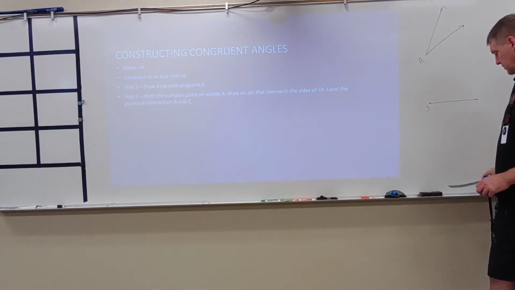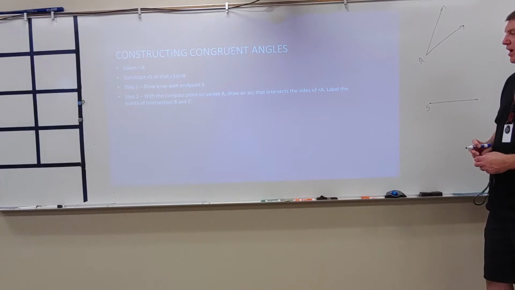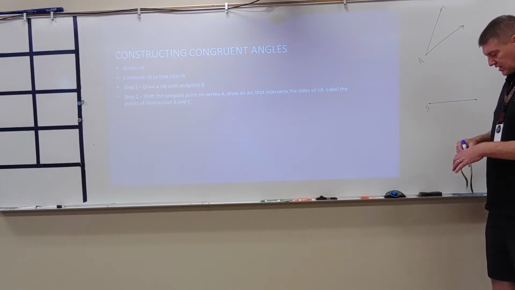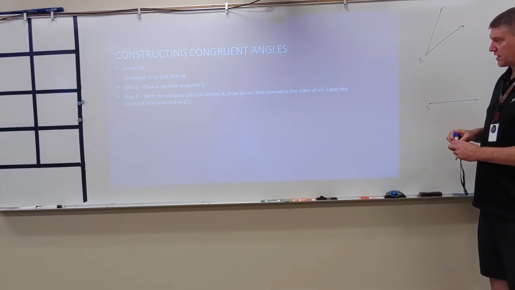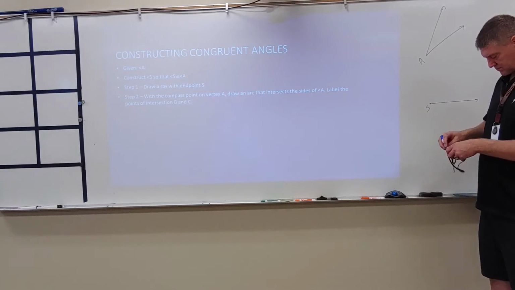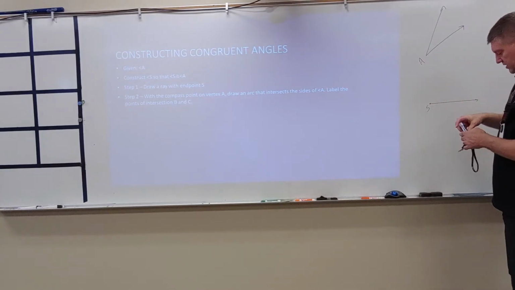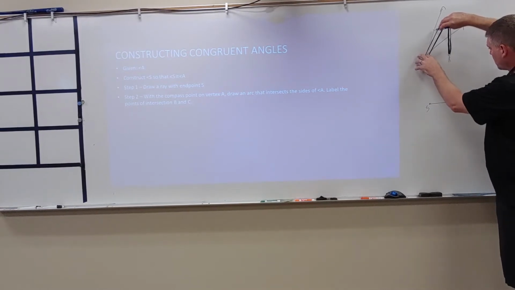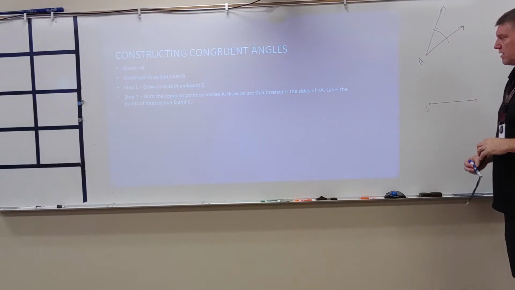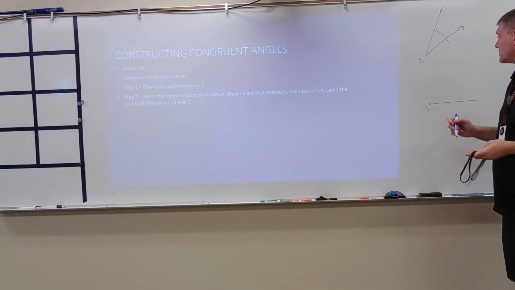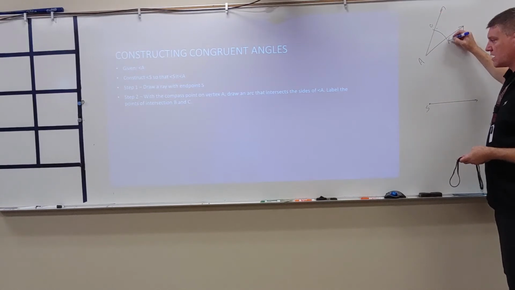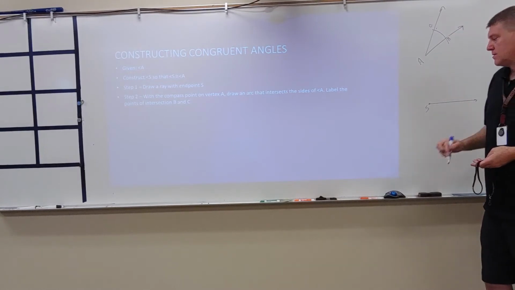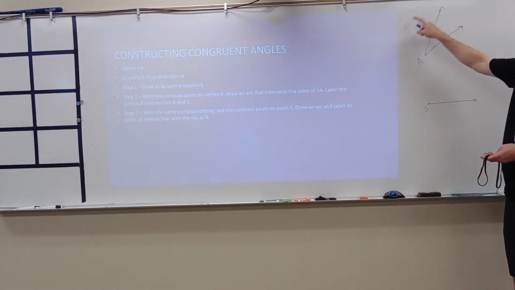Okay. With the compass point on vertex A, draw an arc that intersects the sides of angle A. Okay? So it doesn't matter where your settings are on your compass. The key is to make sure that you have it set so that you can connect arcs on both edges here. All right, so there's the arcs. Keep this the same. So I'm going to mark that as C and B and C. All right. So you should have this on your diagram.